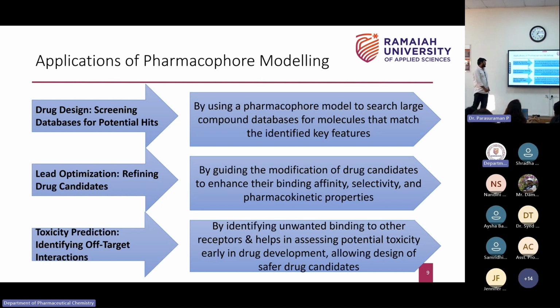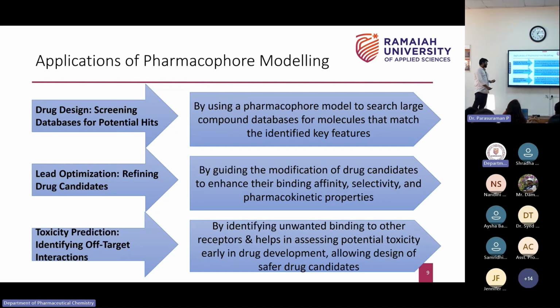So what are the applications? The first application is drug design. The application is screening a database for potential hits. Already I told you that from a large compound database, we have to choose specific hits. It is time consuming, so it is cost effective to find the hits in the early stage of development.